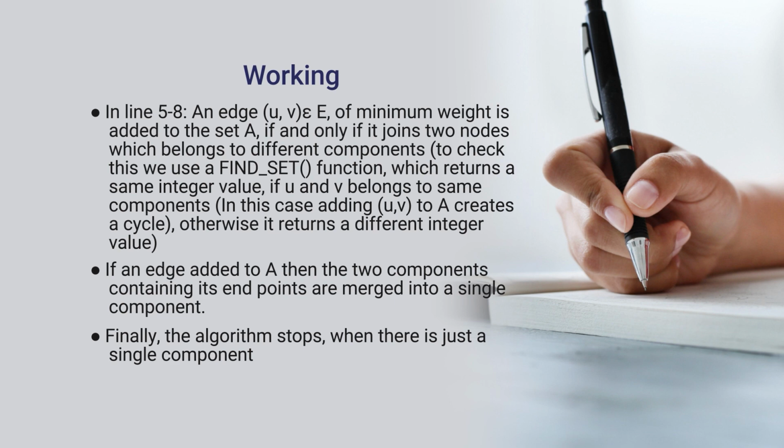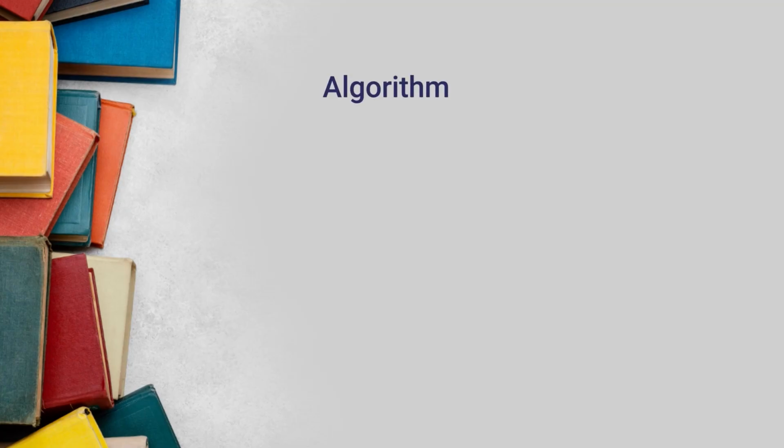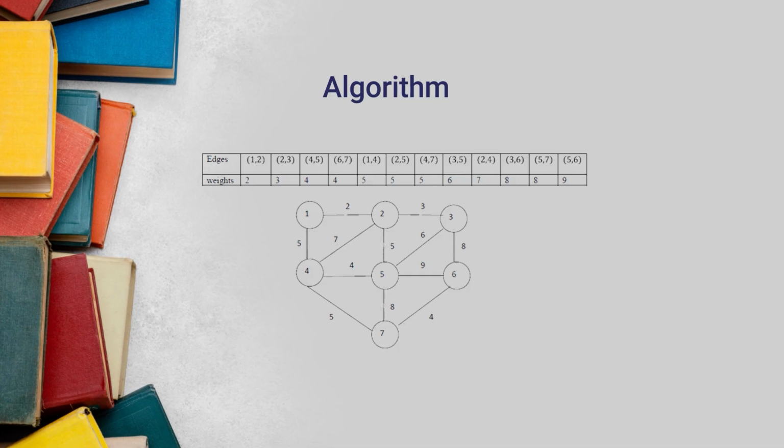So if an edge is added, the components containing its endpoints are merged into a single component. In this example, the first thing you have to do in the algorithm is arrange the weights in increasing order. In this particular example we have already arranged them. The edges are 1, 2, 3, 4, and the weights are 2, 3, 4, 4, 5, 5, 5, 6, 7, and 8, 8, 9.